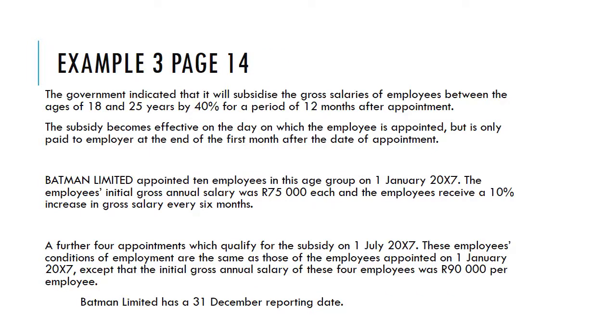Let us look at an example. The government indicated that it will subsidize the gross salaries of employees between the ages of 18 and 25 years by 40% for a period of 12 months after employment. So when we employ these employees, the government will subsidize us with 40% of their salaries for the first 12 months. The subsidy becomes effective on the day on which the employee is appointed, but is only paid to the employer at the end of the first month after the date of appointment.